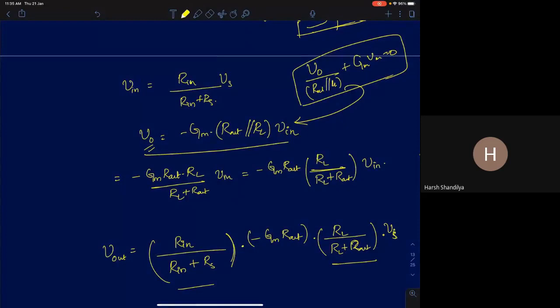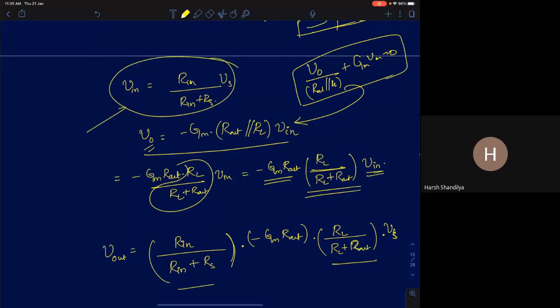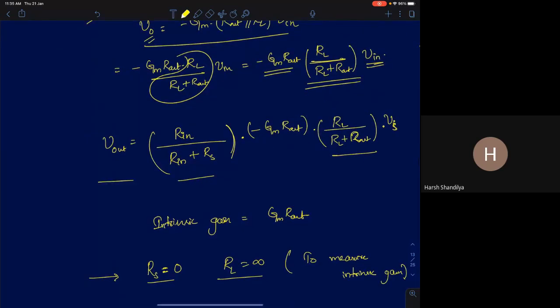I'll expand this term Rout into Gm into Rout into RL by RL plus Rout. Then I'll remove this term and write it this way: minus of Gm Rout into RL by RL plus Rout into Vn. I will substitute Vn using this equation, Rn by Rn plus Rs into Vs. So I get the output voltage in terms of the input voltage as Rn by Rn plus Rs into minus Gm Rout into RL by RL plus Rout.